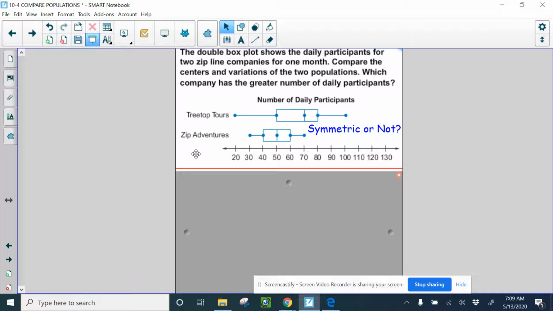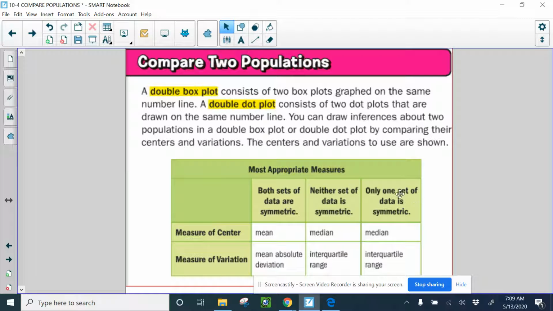I hope you recognize that when I look at this, Treetop Tours is not symmetric, because the box is not symmetrical and neither are the whiskers, but Zip Adventures is. You should have picked that. Only one of the sets is symmetric. So if only one set is symmetric, then I would use the median and interquartile range again.